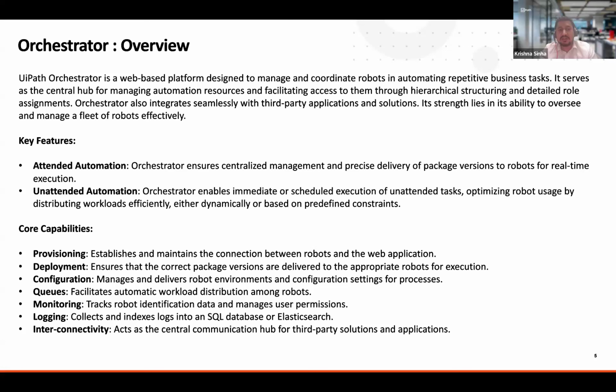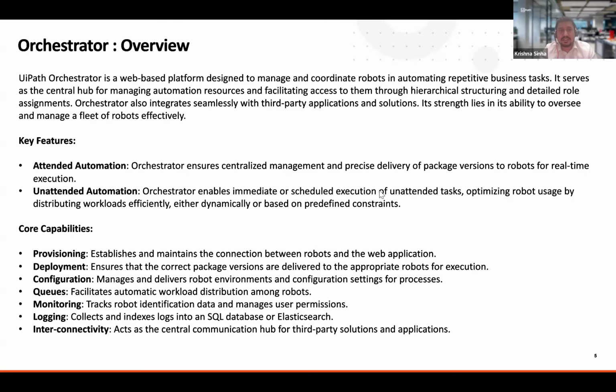Monitoring: we can track our robot identification data and manage user permissions. Logging: here we collect and index logs into a SQL database or Elasticsearch. And interconnectivity acts as a central communication hub for third-party solutions and applications. Overall, these are the main capabilities of Orchestrator, which help us as business users to automate our daily tasks and get the benefit of our product.